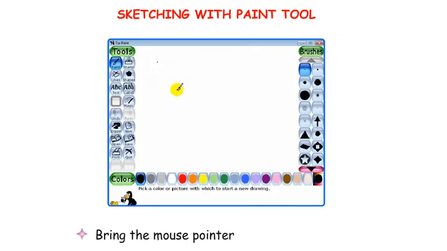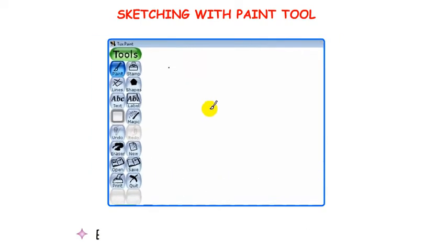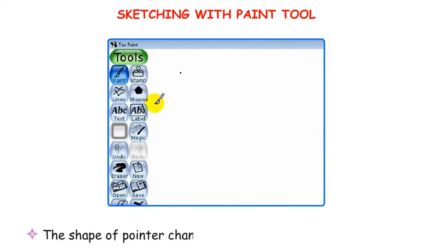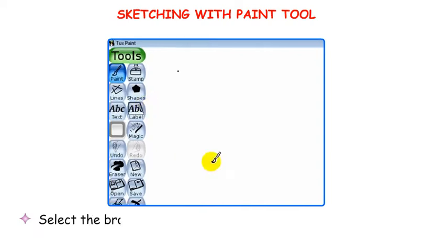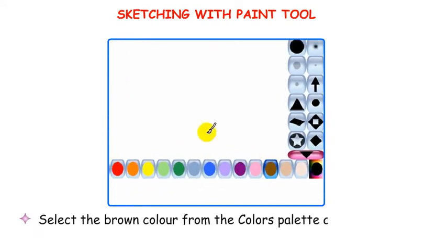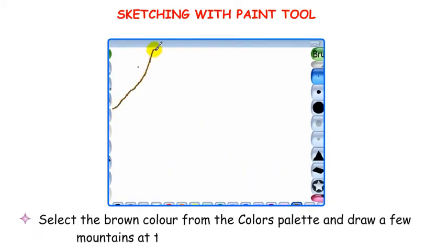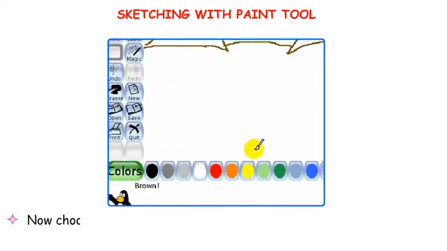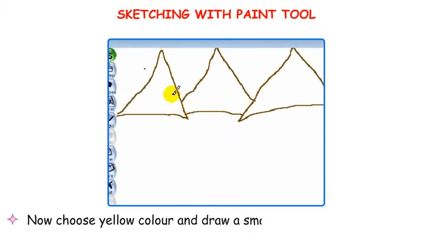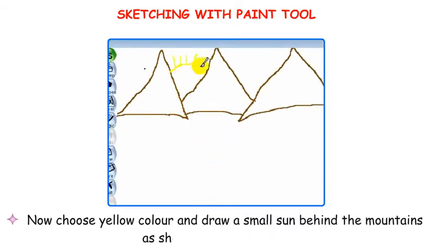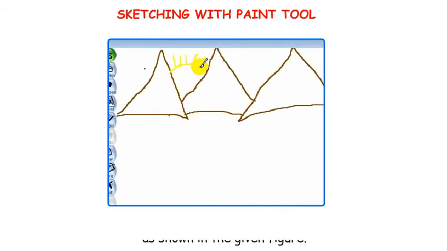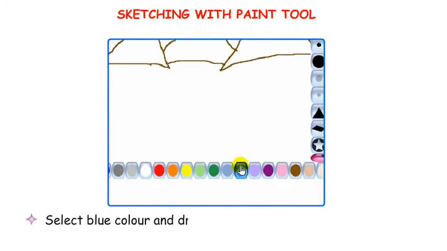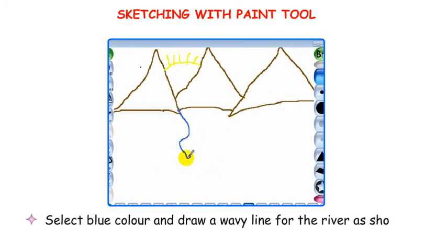Bring the mouse pointer to the drawing area. The shape of the pointer changes from a hand to a paintbrush. Select the brown color from the colors palette and draw a few mountains at the upper part of the drawing canvas. Now choose yellow color and draw a small sun behind the mountains as shown in the given figure. Select blue color and draw a wavy line for the river as shown in the figure.